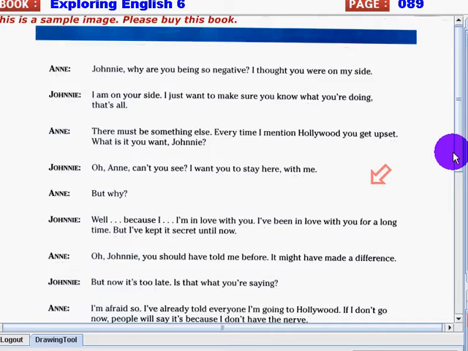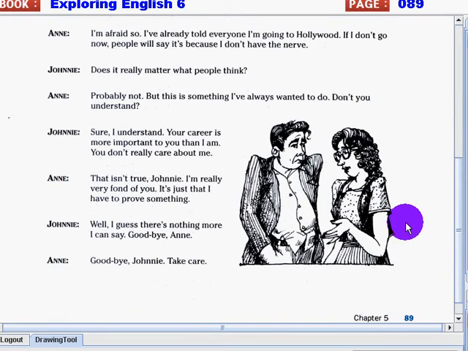Is that what you're saying? I'm afraid so. I have already told everyone I'm going to Hollywood. If I don't go now, people will say it's because I don't have the nerve. Does it really matter what people think? Probably not. But this is something I've always wanted to do. Don't you understand? Sure, I understand. Your career is more important to you than I am. You don't really care about me. That isn't true, Johnny. I'm really very fond of you. It's just that I have to prove something. Well, I guess there's nothing more I can say. Goodbye, Anne. Goodbye, Johnny. Take care.